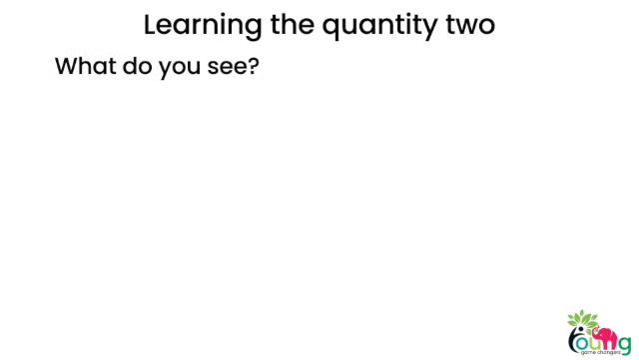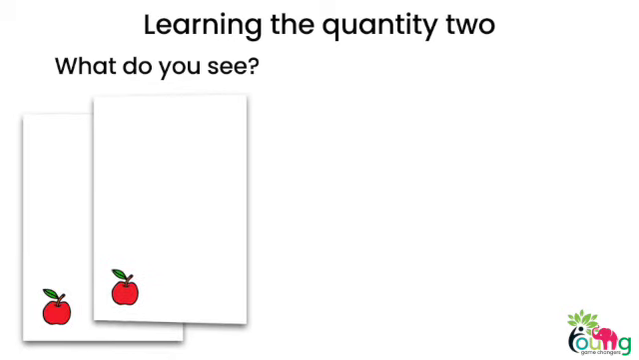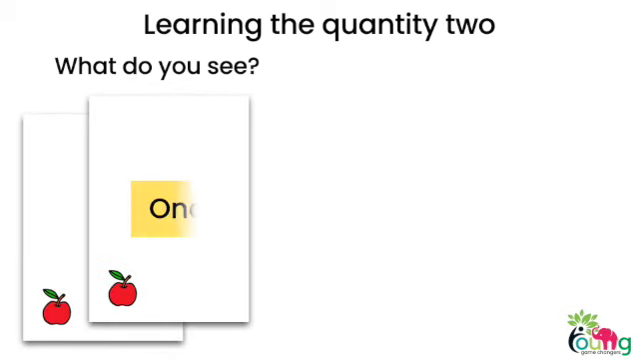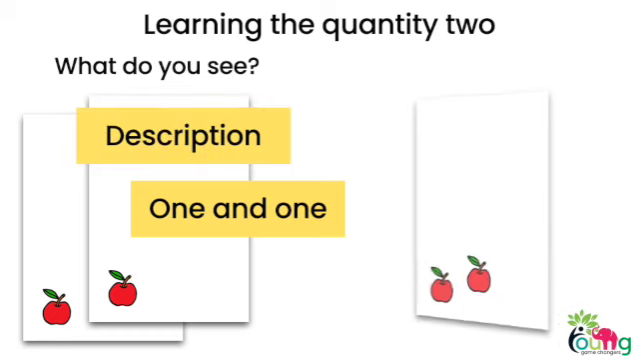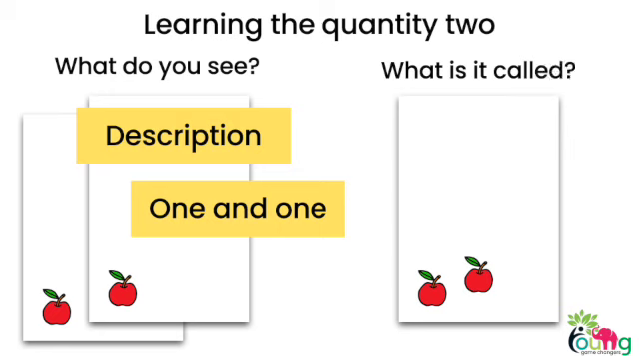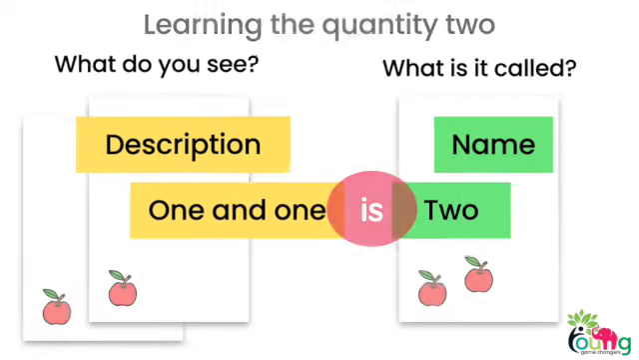Next, we add another card that is exactly the same, with 1 apple. And we ask again, what do you see? Learners who know that this is 2 will say that they see 2, but learners who are only learning this from the start will probably say that they see 1 and 1, or 1 apple and 1 apple. Once they've described, we tell them the name, and the name of this particular quantity is 2.